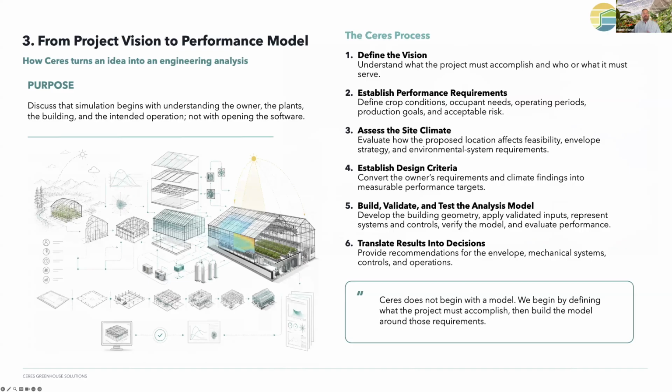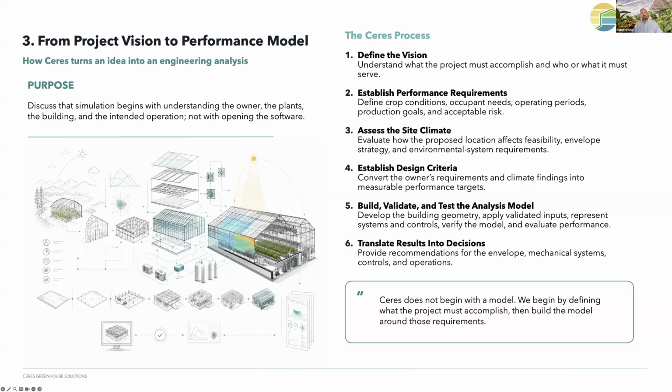Ceres does not begin by just opening up the software and drawing a greenhouse. We begin by understanding what the owner is trying to accomplish, what plants and occupants require, how the facility will operate, and what level of risk the project team considers acceptable. Then we assess the climate, establish measurable design criteria, validate the envelope and system inputs, and build the model around those requirements. The model is therefore a representation of a specific project and operating concept, not a generic greenhouse template to be used in other locations.